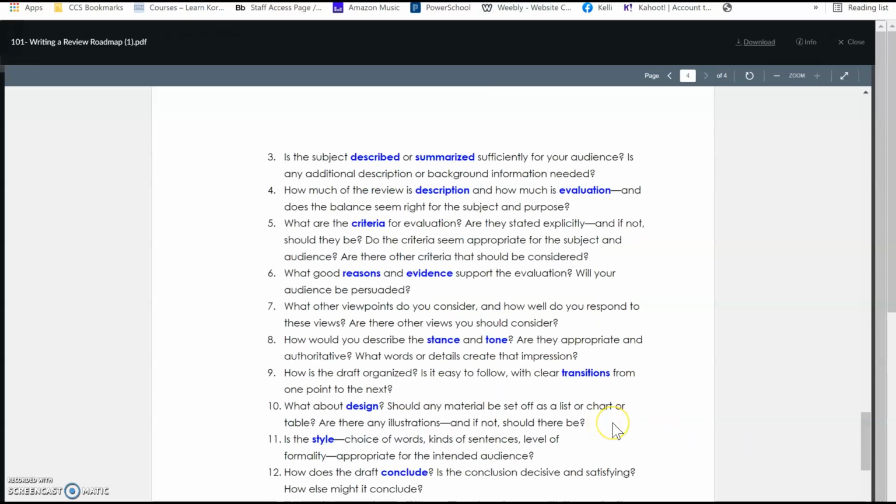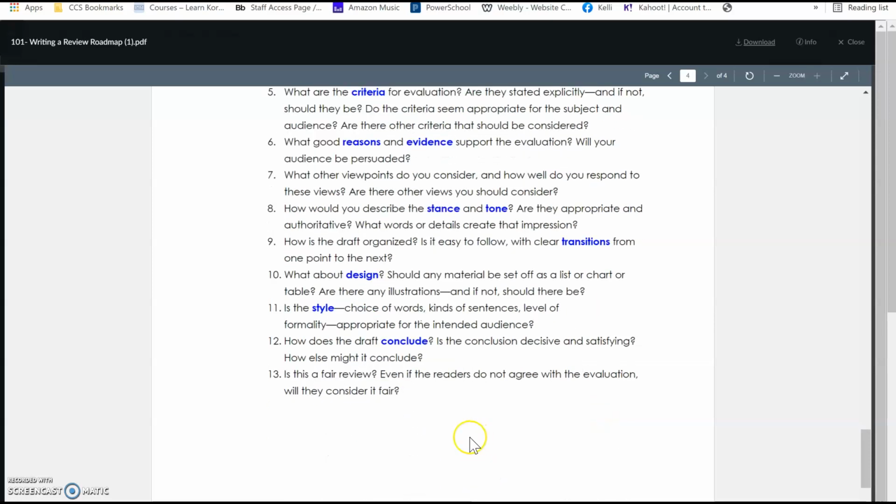How is your draft organized? Is it easy to follow with clear transitions from one point to the next? What about design? Should any material be set off as a list or a chart or a table or a graph? Are there any illustrations? And if not, should there be? Is the style, your choice of words, your types of sentences, your level of formality, appropriate for your intended audience? How does the draft conclude? Is the conclusion decisive and satisfying, or how else might it conclude?